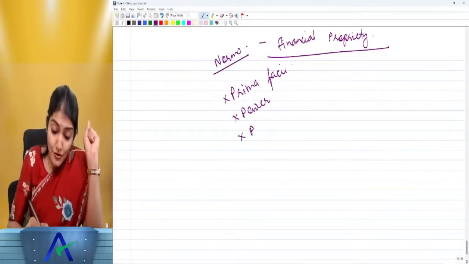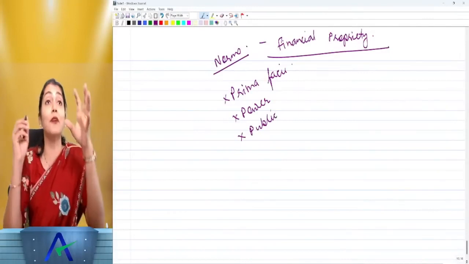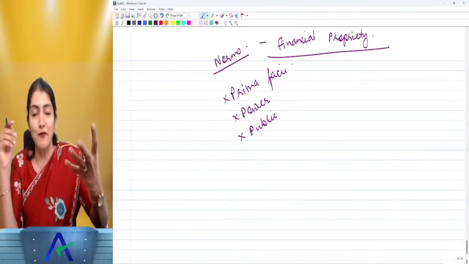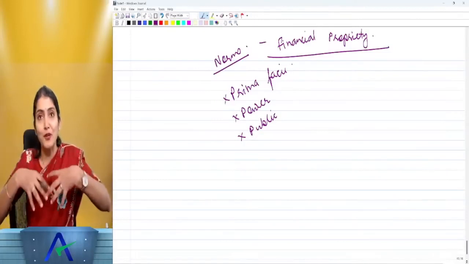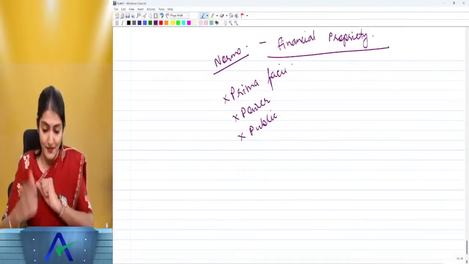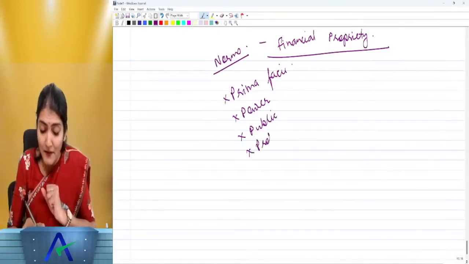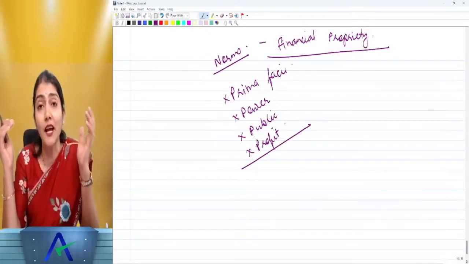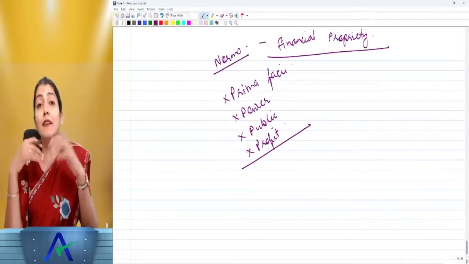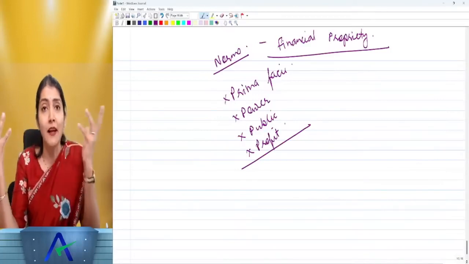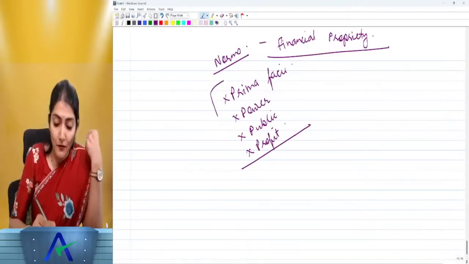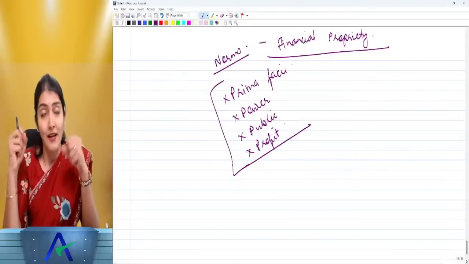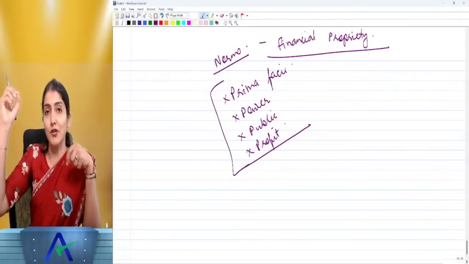Then public money should not be utilized for the benefit of a particular community or section of the society. It's the public fund, so it should not be utilized for the benefit of a particular person, section or community of the society. And the allowances given to government employees should not be a source of profit to the recipients. They should not be another avenue of income for the employees of the government. These are the standards, the principles of financial propriety.